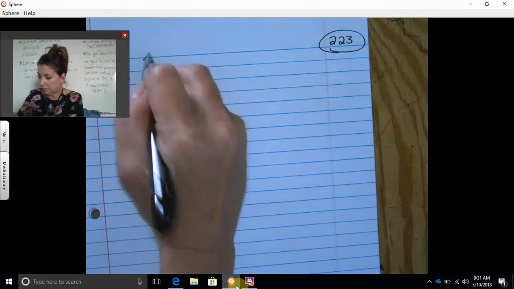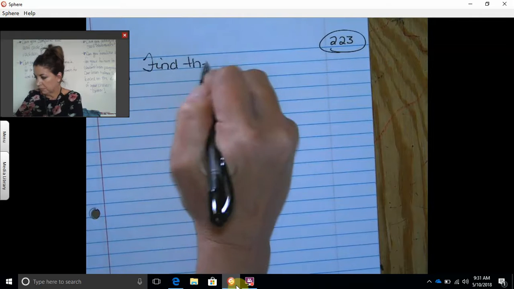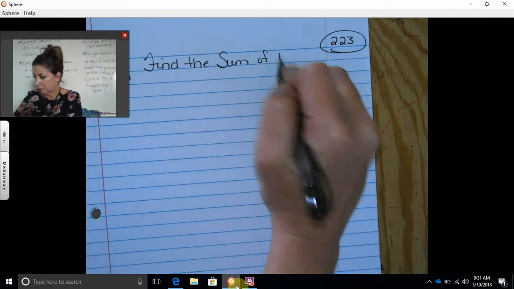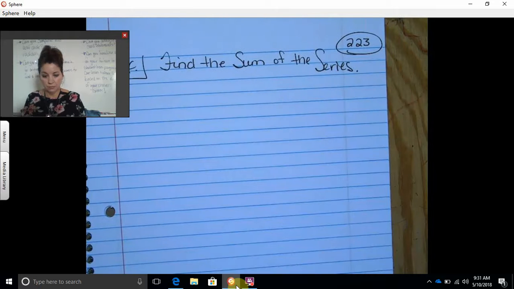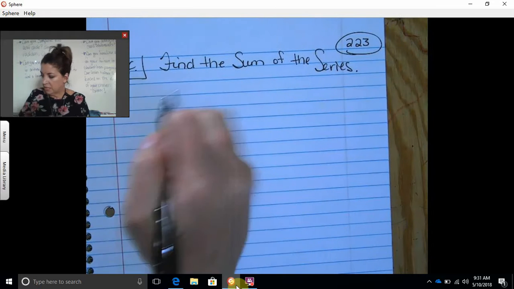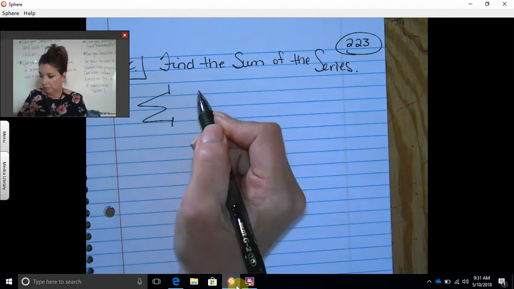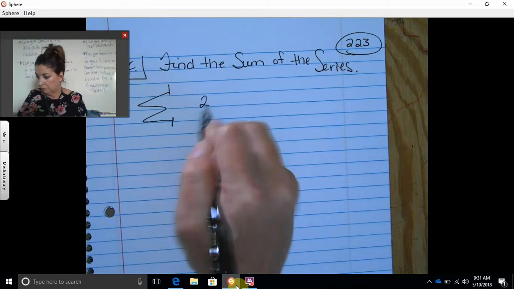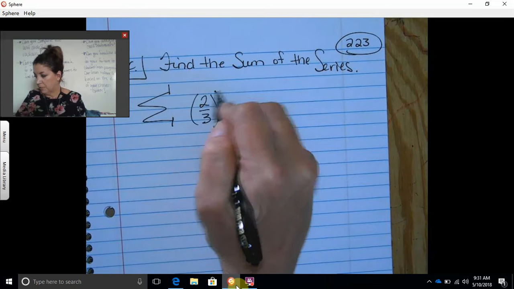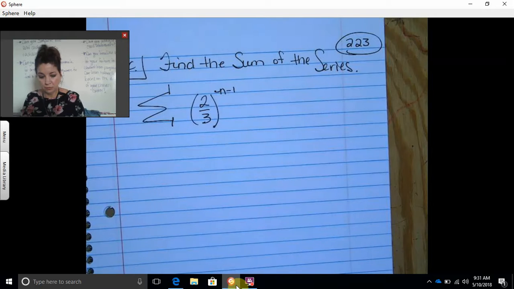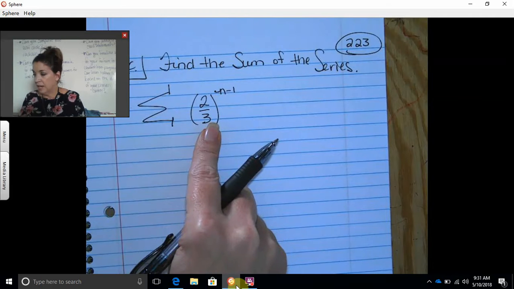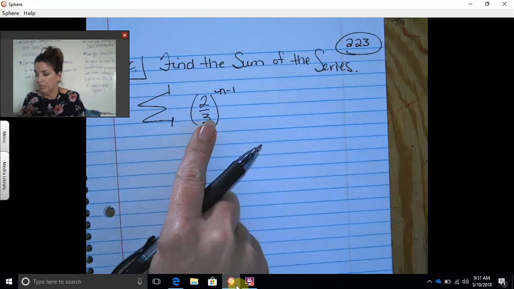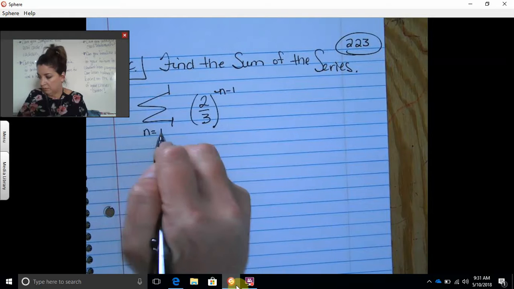Find the sum of the series. The sum of 2/3 raised to the n minus 1. Now last time you had a number in front of the, what was it, the base? This time you don't. That doesn't matter. This is still exponential, okay? For values of n from 1 to 4.